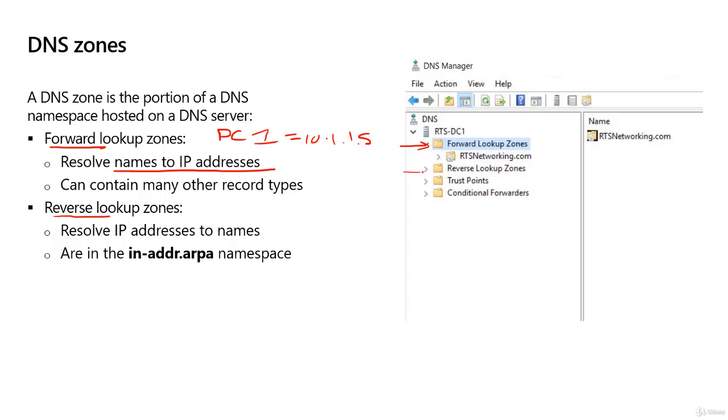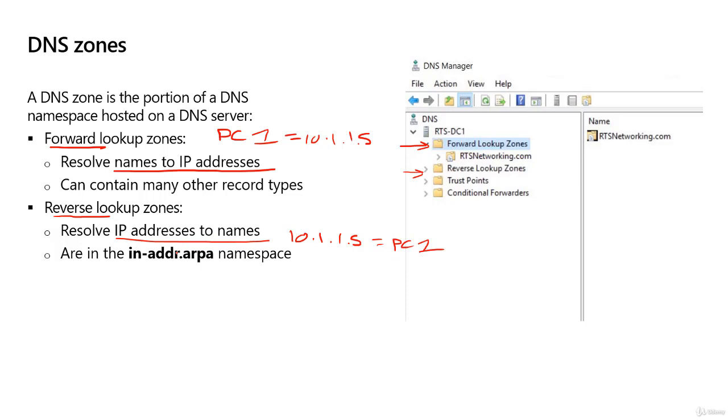Then we have a reverse lookup zone as a zone type as well. The reverse lookup zone resolves an IP address to a name. So it just goes the opposite direction. Like 10.1.1.5 equals PC1. Just goes the other direction.